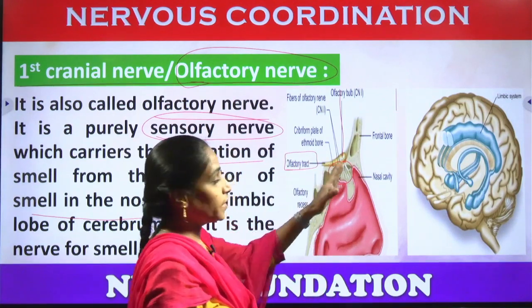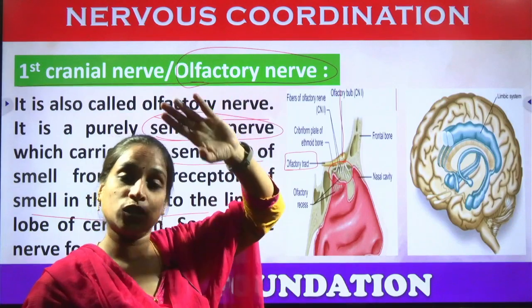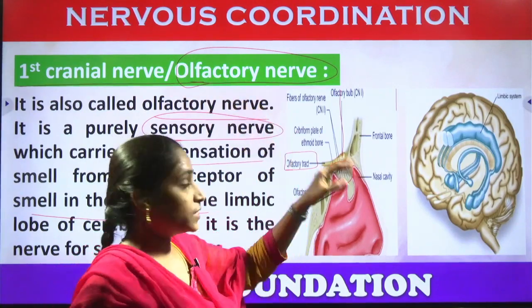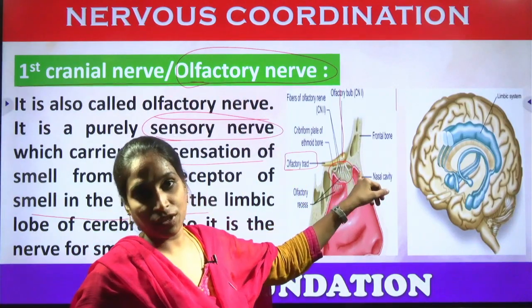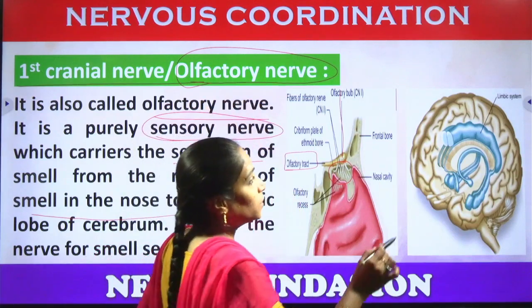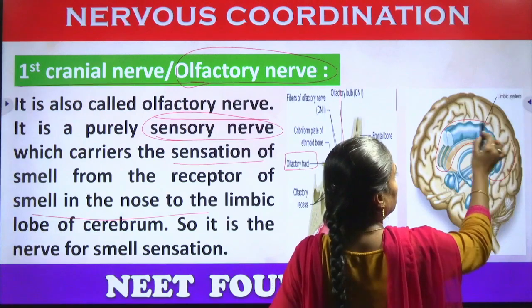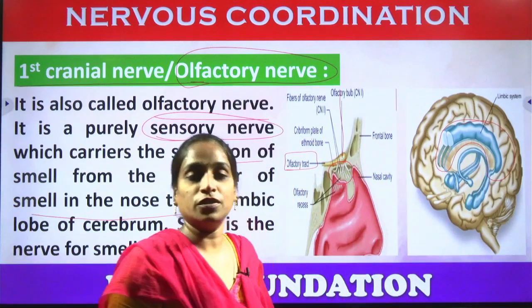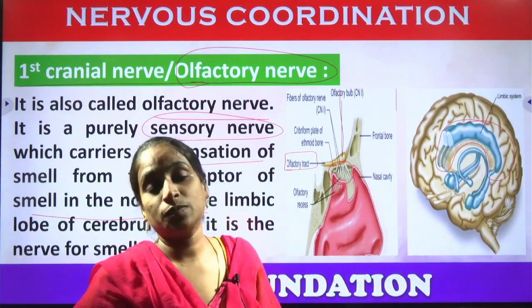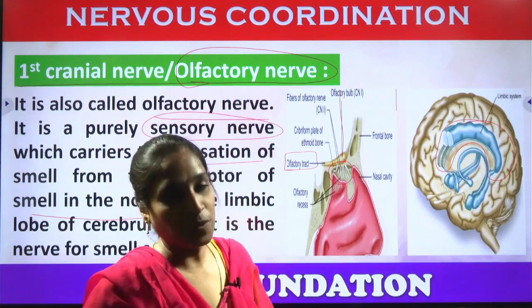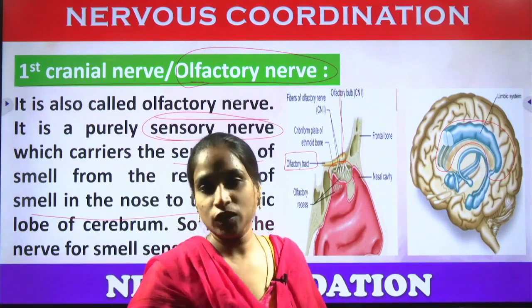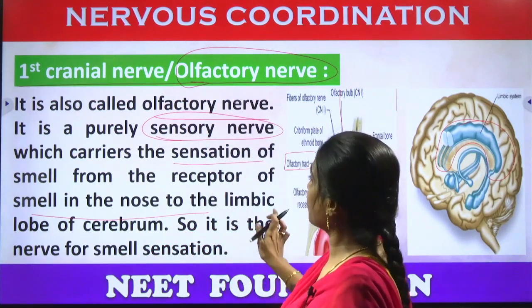So these are arising from where? Arising from the nasal cavity and moving towards the limbic system. This tract is called the limbic tract. So this is responsible for controlling the sensation of smell inside the brain. Okay, that is the olfactory nerve.